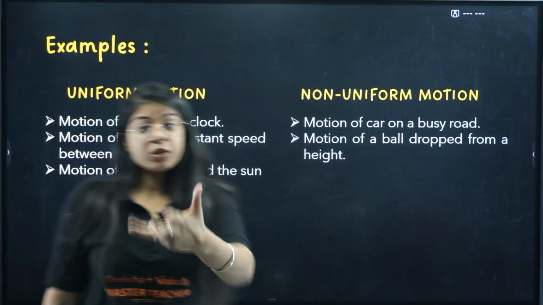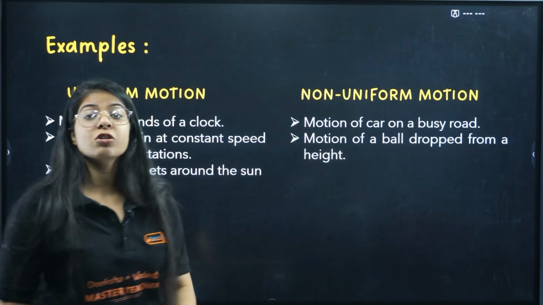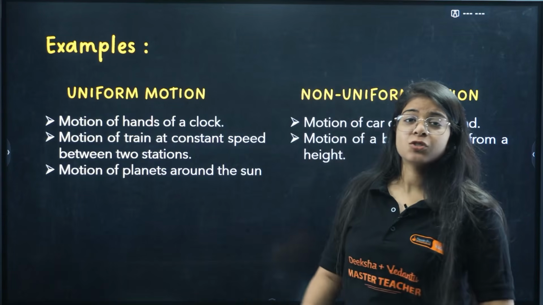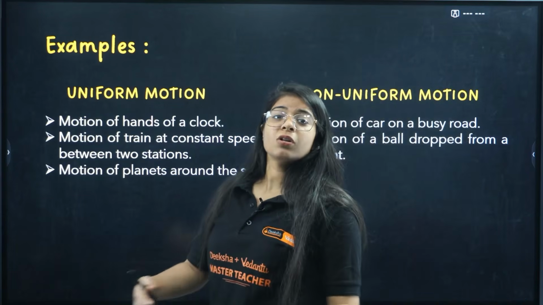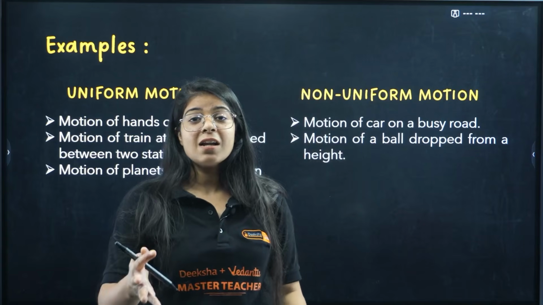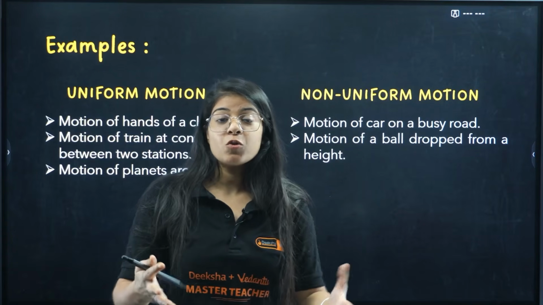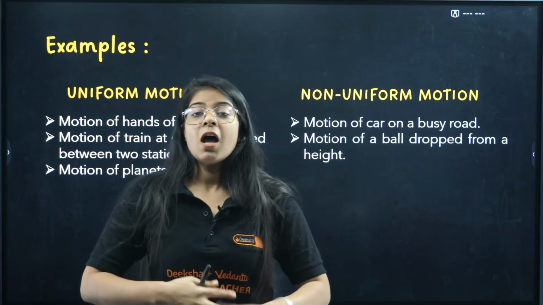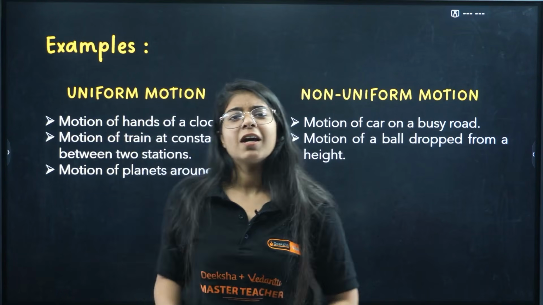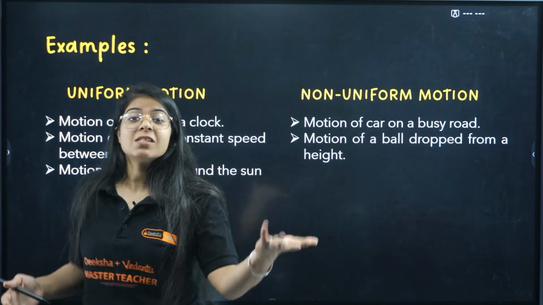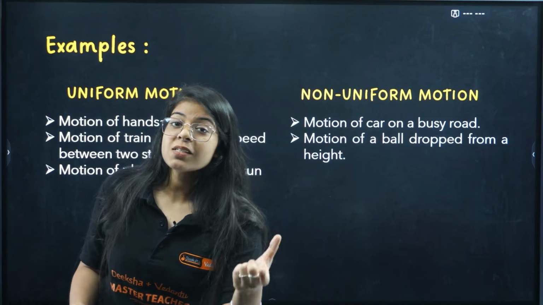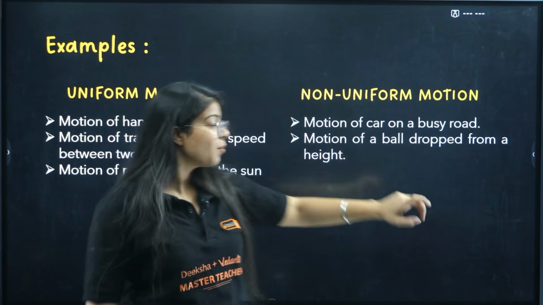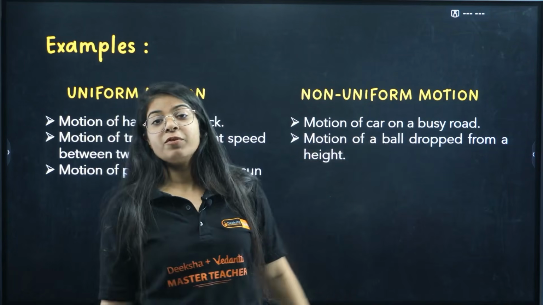Now next is non-uniform motion. What are the examples of that? Motion of a car on a busy road. Imagine you are going somewhere and there is traffic, there are red lights, so you stop your car, and then there is no traffic, it's a highway, so you speed up, you accelerate. So it is not a uniform motion. Your speed is not the same, right? Sometimes your speed is 0, sometimes your speed is 10, and when your father sees that there is no traffic, he accelerates, and sometimes your speed is 60, 70, right? So the speed is changing. That means non-uniform motion.